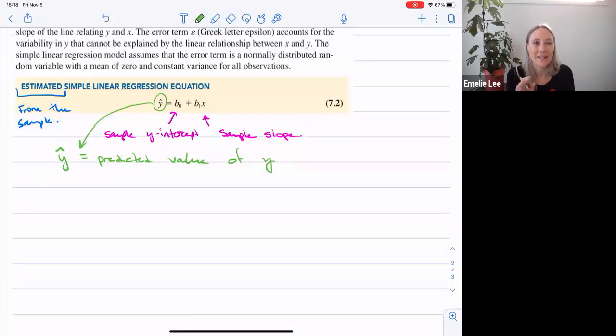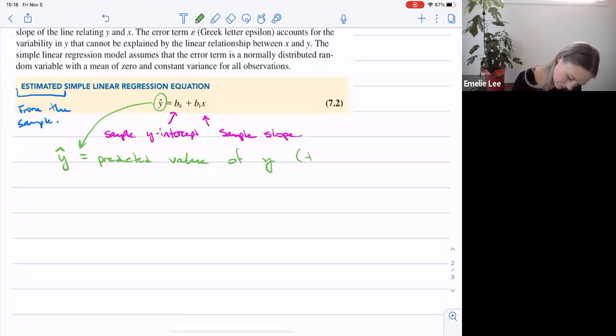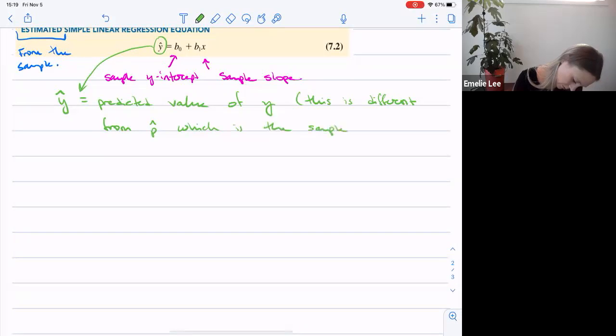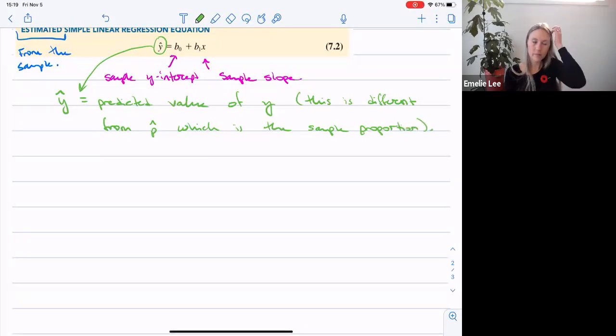And so this is different from p hat, which is the sample proportion. Okay, so that's just something to keep in mind. Now this textbook uses p bar, and I think it's to avoid that, but then we have this kind of crossed wires with x bar and p bar, but it doesn't matter.